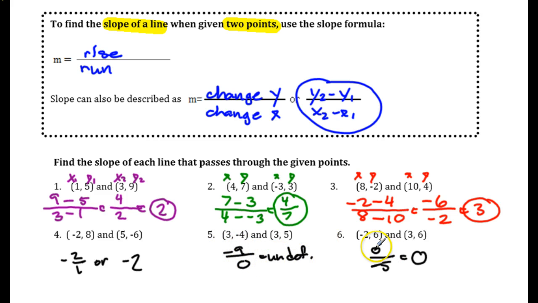Now here, the 0 ended up on top. So here you should have 0 over negative 5 or 0 over 5, depending on how you plugged in. But if the 0 is on the top, 0 divided by anything is 0. Okay, so that's the thing to keep in mind. 0 on the bottom, undefined. 0 on the top is 0.